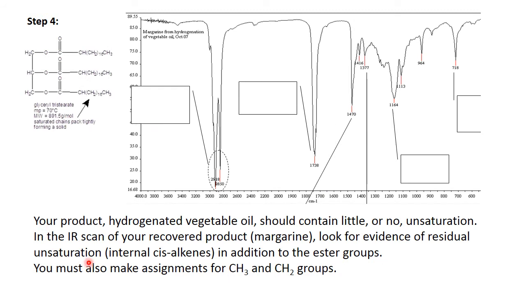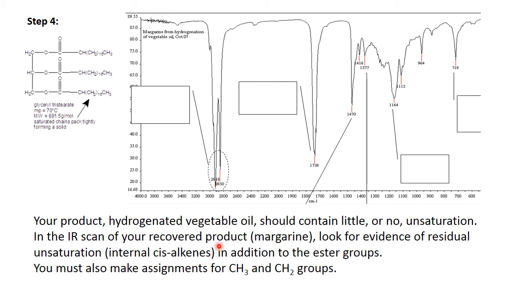So this is step 4 a second time. This now is for interpretation of margarine from hydrogenation of the canola oil. So your product, the hydrogenated vegetable oil, should contain little or no unsaturation. In the IR scan of your recovered product margarine, look for evidence of residual unsaturation, the internal cis alkene.